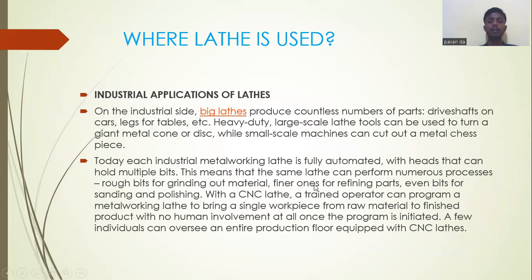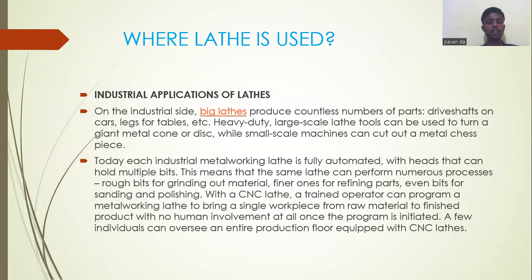Now, where is the lathe used? The industrial applications of lathe. On the industrial side, big lathes produce countless numbers of parts like drive shafts on cars, legs for tables, etc. Heavy-duty, large-scale lathe tools can be used to turn a giant metal cone or disc, while small-scale machines can cut out a metal chess piece.